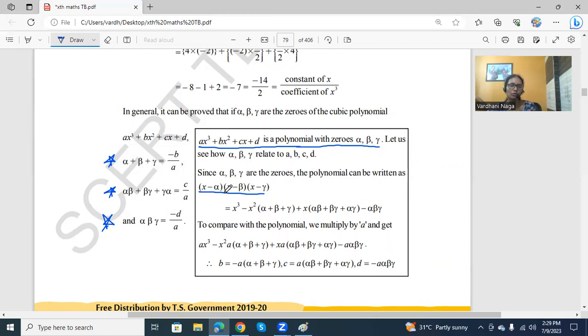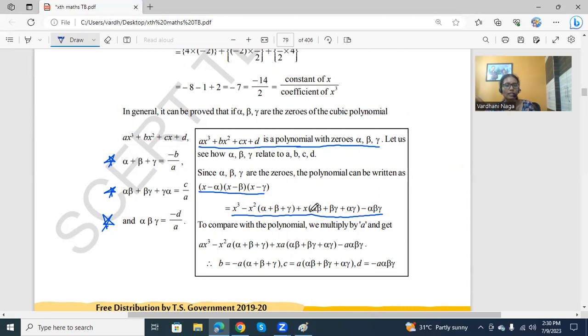So if you know the alpha, beta, gamma values and you want to write a polynomial for those zeros, then the formula is x cube minus x square times (alpha plus beta plus gamma) plus x times (alpha beta plus beta gamma plus alpha gamma) minus alpha beta gamma. So don't panic that it looks difficult. By practicing more questions, you will get it very easily.